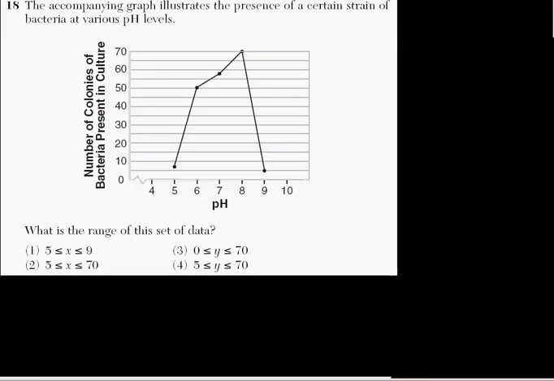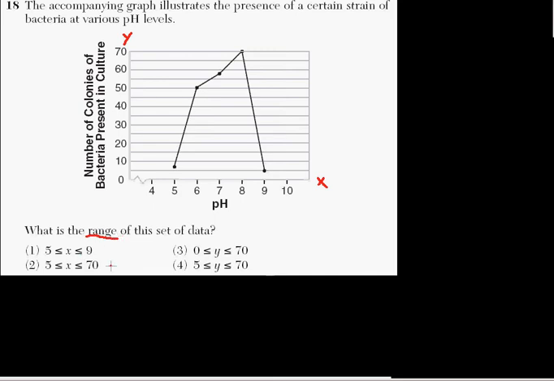Problem number 18 says the accompanying graph illustrates the presence of a certain strain of bacteria at various pH levels, and then we have pH running along the x-axis, and the number of colonies of bacteria present in the culture running along the y-axis. And then it asks us, what is the range of this data set?